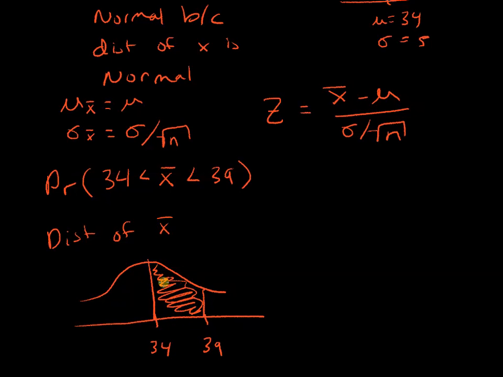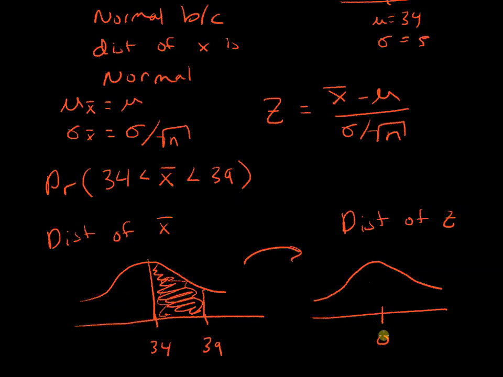Okay, so I know that my first step is going to be changing over these values, 34 and 39, into the corresponding z values. It's always the first step. So here's 0, and here's some value we don't know yet. We do know that 34 is going to be 0, because 34 is the mean, in the center. I'm looking for this area here.